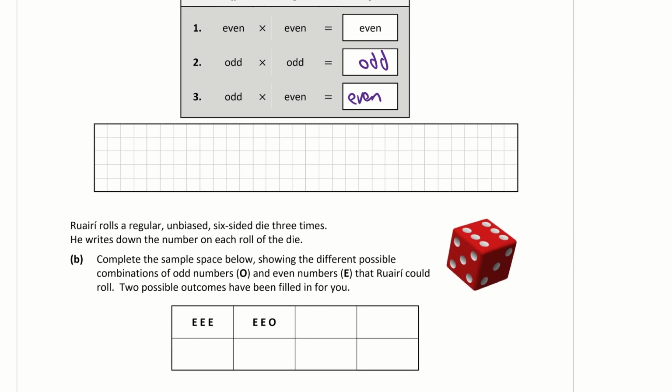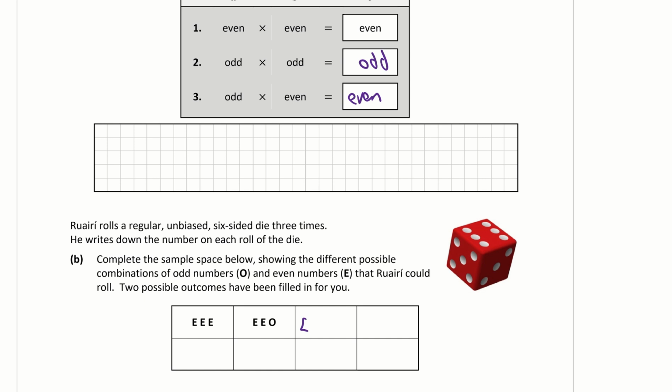Okay, in the next little section, Rory rolls a regular, unbiased, 6-sided die 3 times. He writes down the number on each roll of the die. Complete the sample space, or the table, showing the different possible combinations of odd numbers and even numbers that Rory could roll. 2 possible outcomes have been filled in for you. Okay, so what could he get next?